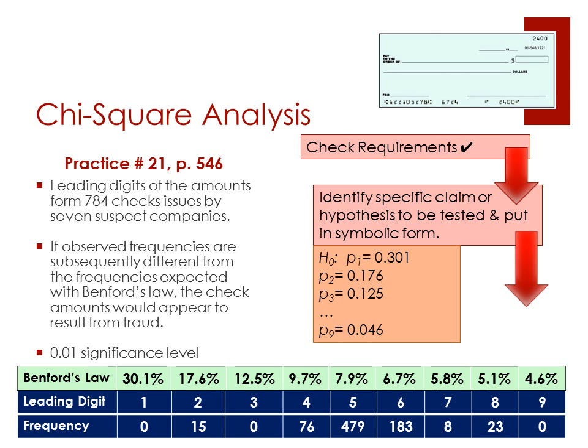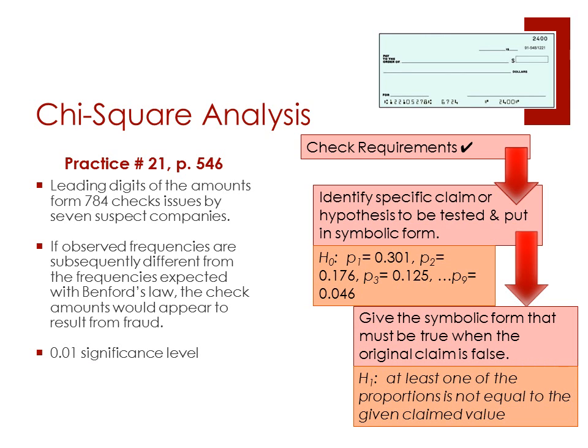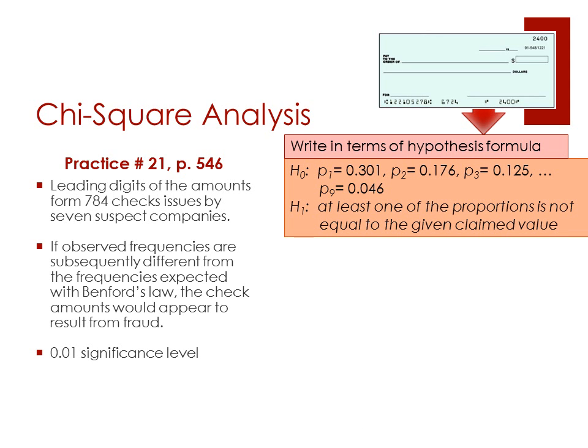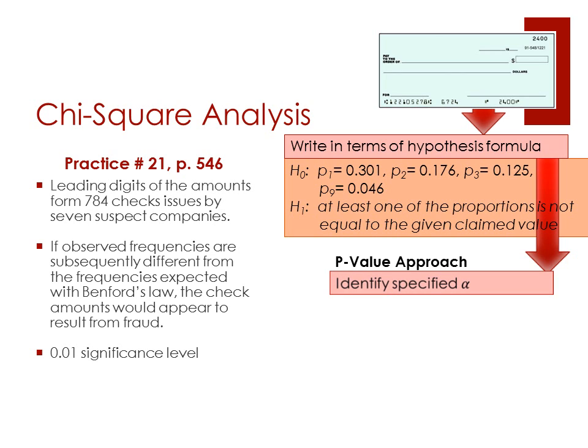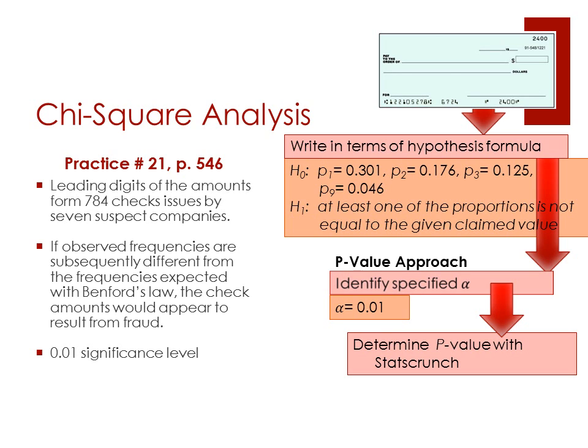So my next step is identifying the symbolic form of the original claim as false. And here, again, we don't need to specify which one. We simply need to say that at least one of the proportions is not equal to the given claimed value. And that is sufficient for this problem. So we put these together. Here we have our null, we have our alternative, and now we are ready to move forward for our p-value approach. And the next step we're going to have is what? Well, we need to identify our specified alpha, and so here our alpha is 0.01. And now we're going to determine the p-value with StatCrunch.